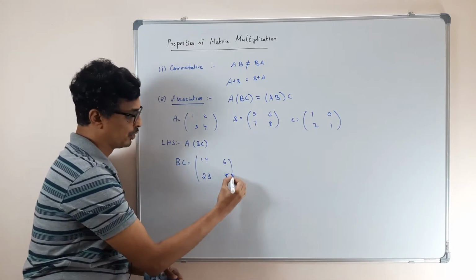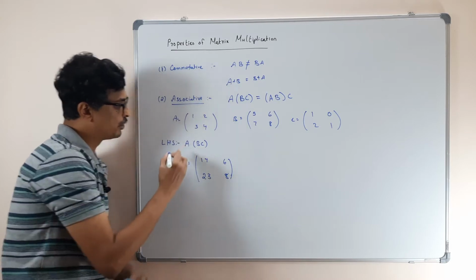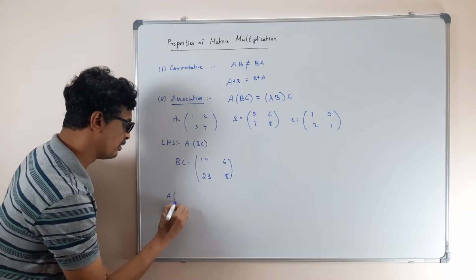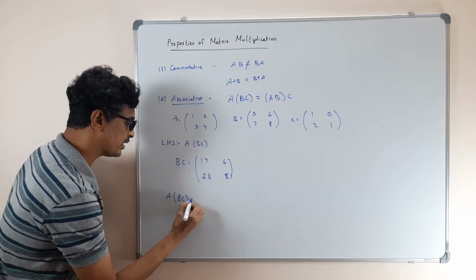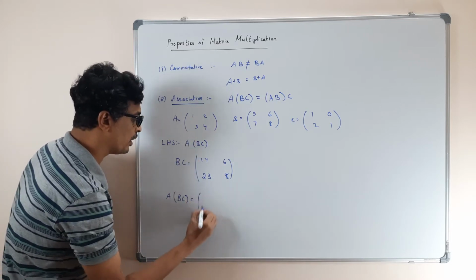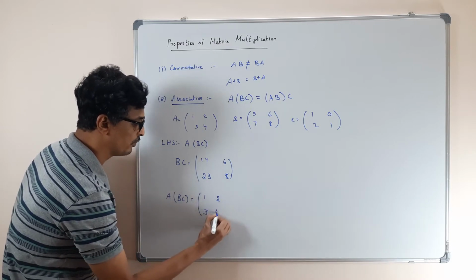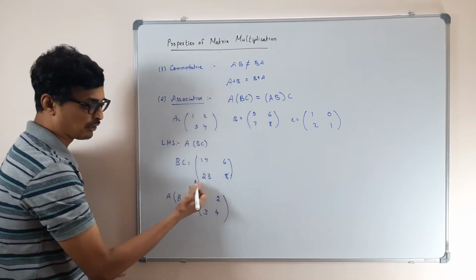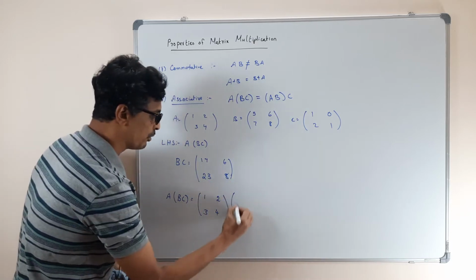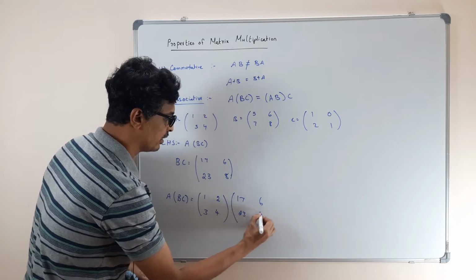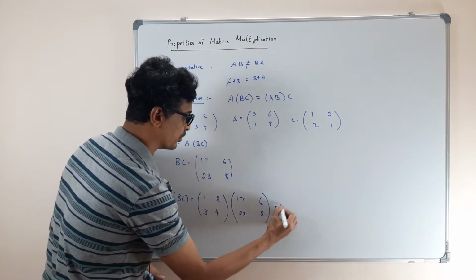Then we have to do A into BC, correct? So we write A, which is 1, 2, 3, 4, and BC we already calculated. BC will be 17, 6, 23, and 8. Tell me what this will be.